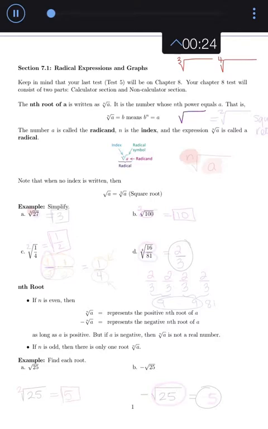Sometimes it'll look like this, in which case we know that it's called a square root, which means that the hidden number on the root, this is the only time we see a hidden number that is not a 1, is a 2, because it's called a square root.